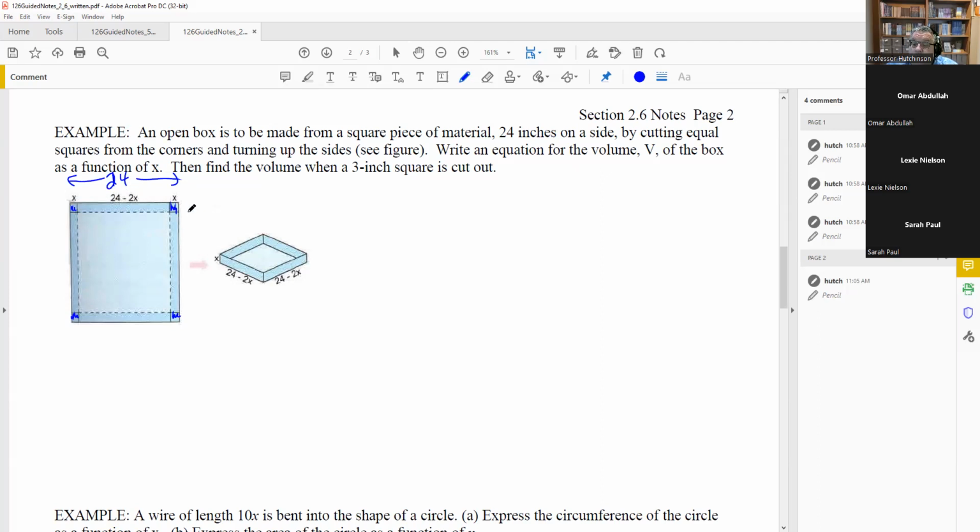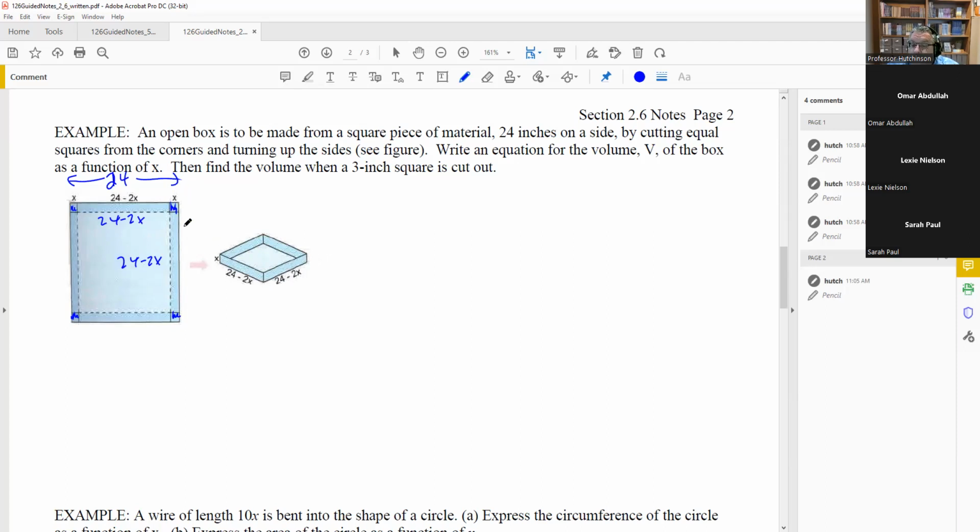The same thing is going to happen up and down here. This dotted line part is also 24 minus 2x. The whole distance is 24 all the way up and down, so this middle part is 24 minus 2x as well. So we have 24 minus 2x on this dotted line and 24 minus 2x on that dotted line. When you fold the box up, you get this side and this side. That's the base of the box.